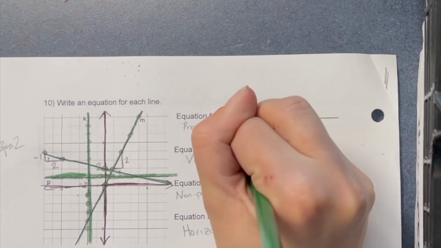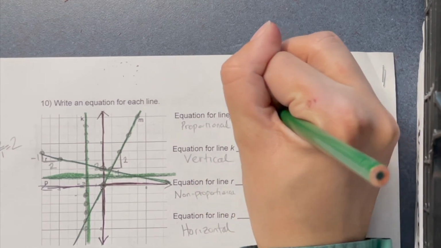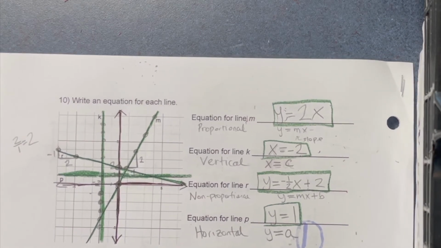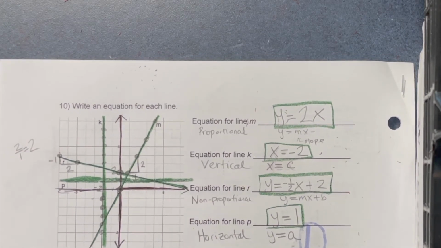If you're unsure about any of that, you're going to want to look at the notes from Wednesday, November 17th. We have a summary chart of writing equations for the lines.